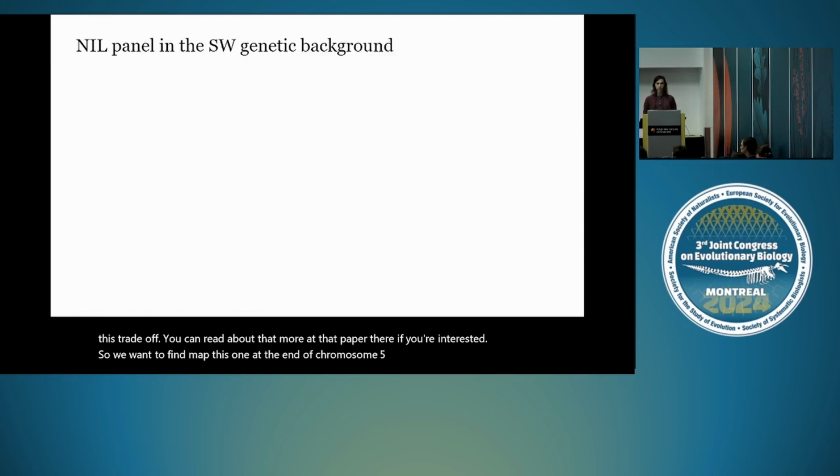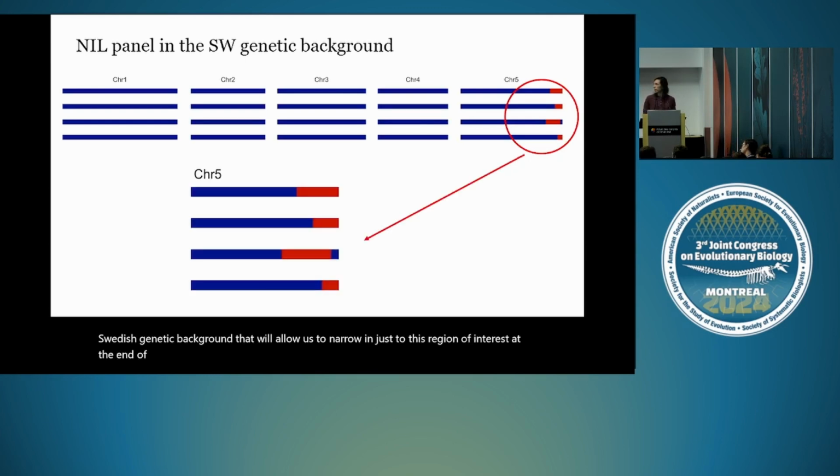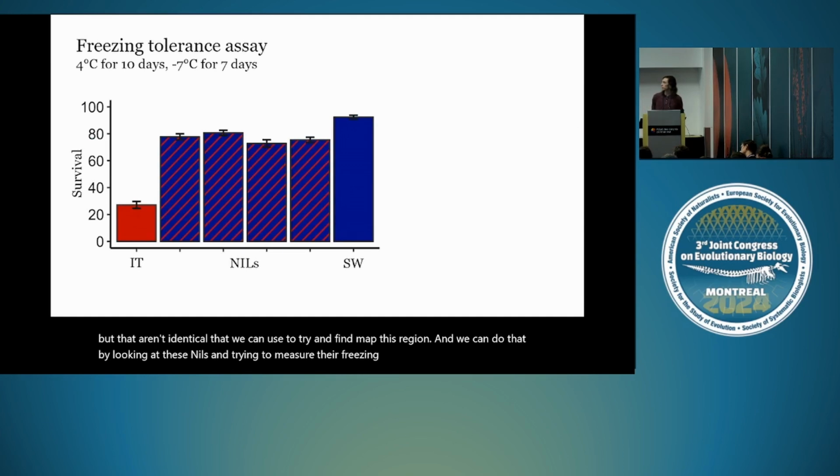One of the things that is really powerful about this system is that we have this NIL, or near isogenic line, panel in the Swedish genetic background that will allow us to narrow in just to this region of interest at the end of chromosome 5. And if we zoom in there, we can see that we have these 4 different NILs that all have overlapping introgression regions right at the end of chromosome 5, but that aren't identical, that we can use to try and fine map this region. And we can do that by looking at these NILs and trying to measure their freezing tolerance. So that's what I'm showing you here.